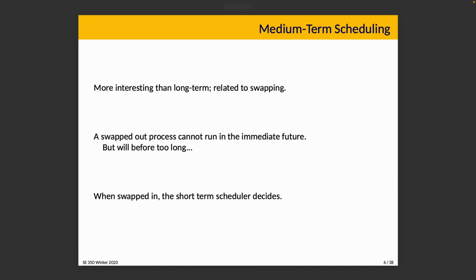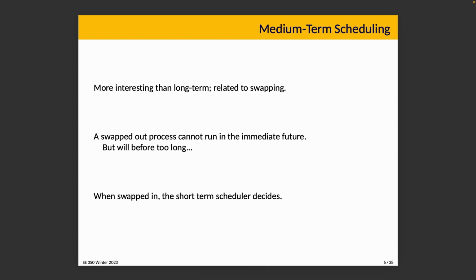Then there's medium-term scheduling. And medium-term scheduling is a little bit more interesting than long-term scheduling, if you ask me, and it revolves around this idea of swapping processes into memory and to disk. A process that's swapped to disk completely is not going to run in the immediate future, but is likely to run before some period of time has passed. So swapping a process to disk takes it out of the realm of the short-term scheduler, and returning it to memory puts it back in the realm of the short-term.